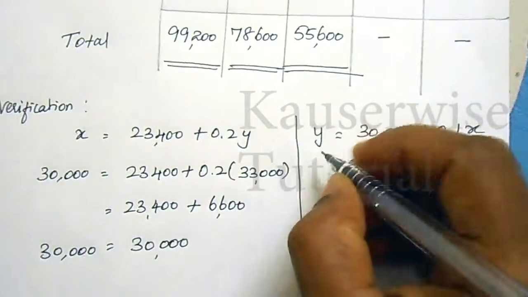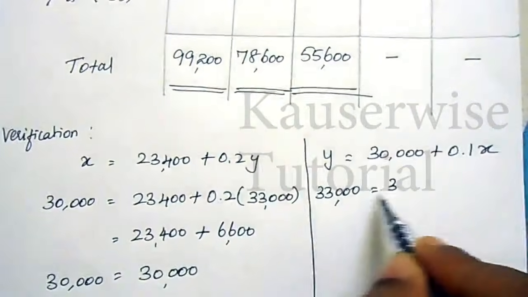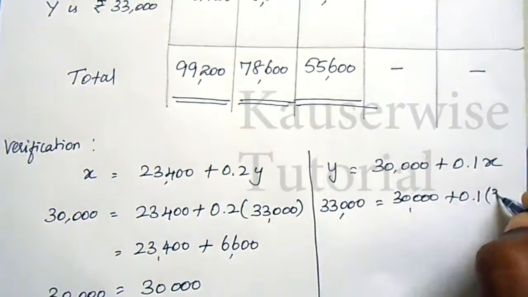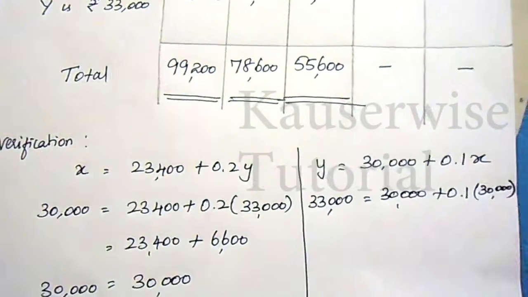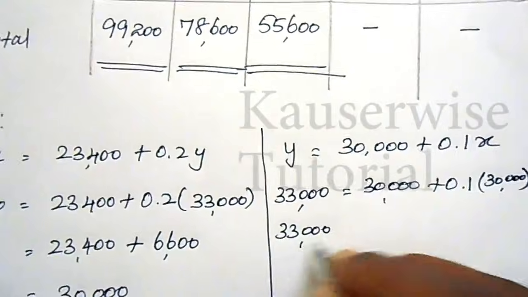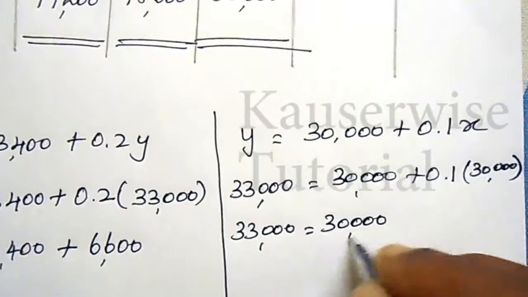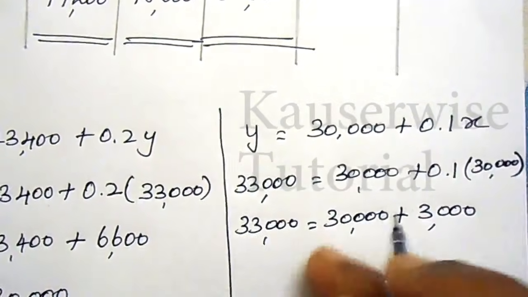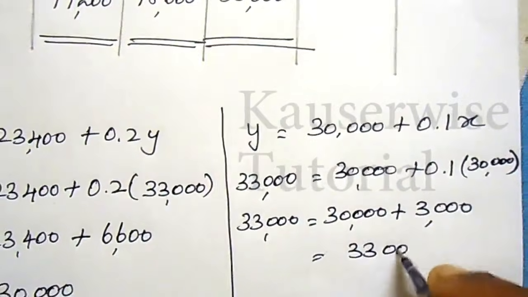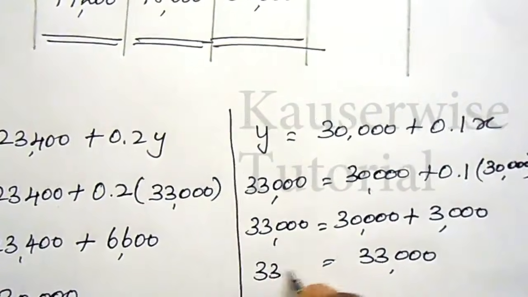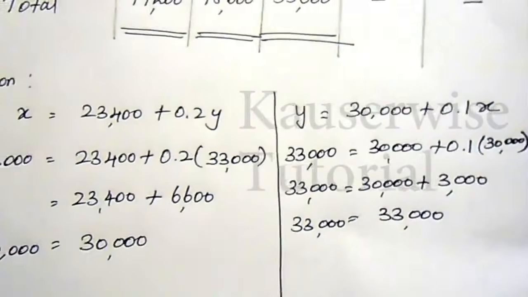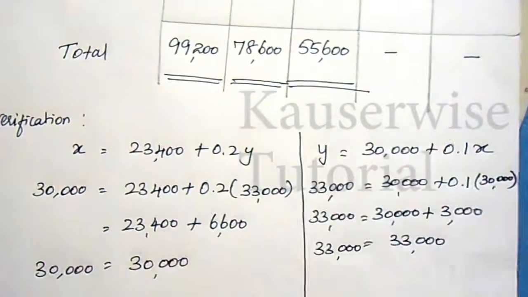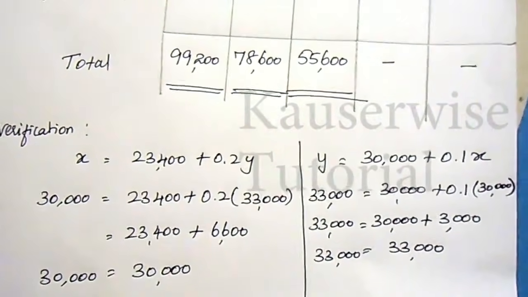In the same way for Y also. So Y is equal to 30,000 plus 0.1 into X value 30,000. So 33,000 is equal to 30,000 plus 3,000, 33,000. Both the values are equal. This is called the verification step. We have got X value and Y value, applied them to the two equations and got equal values. This is called the verification step.